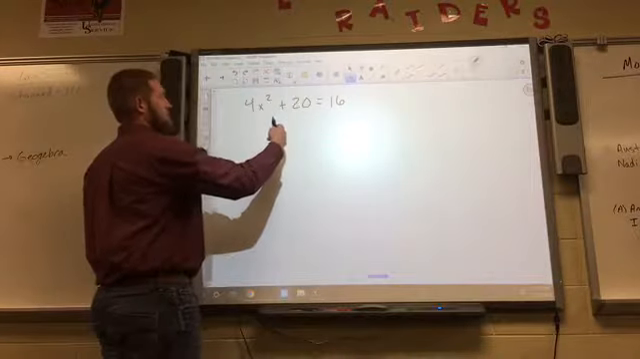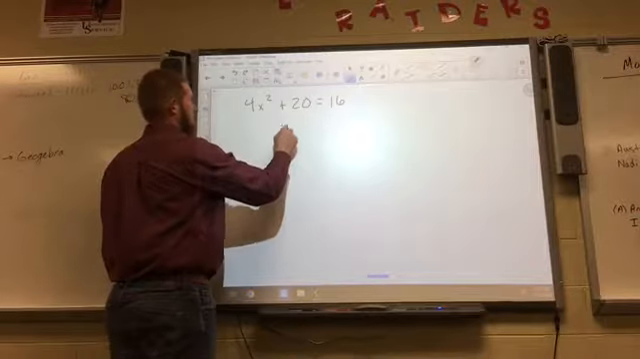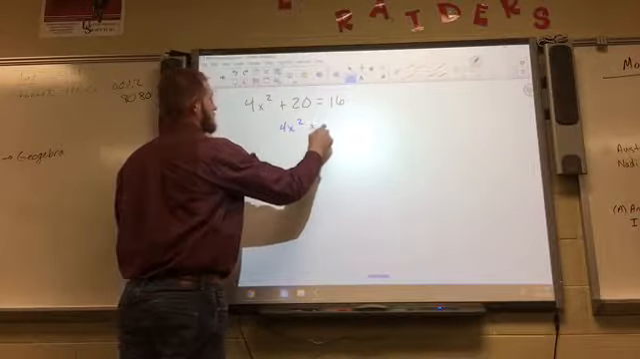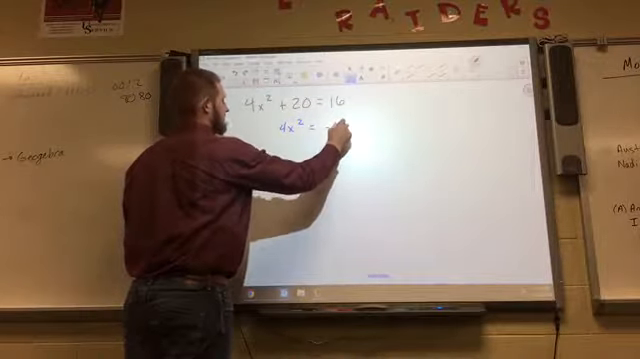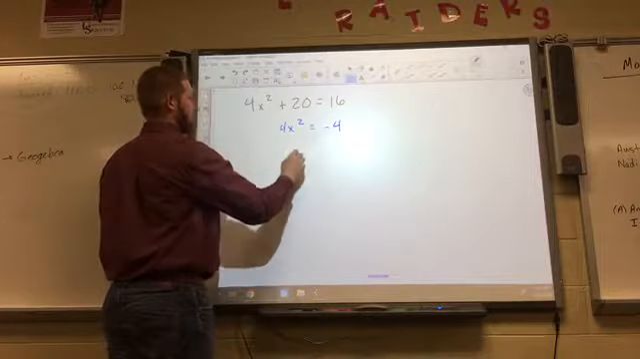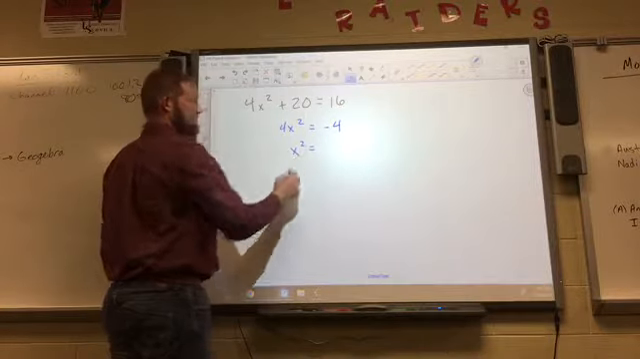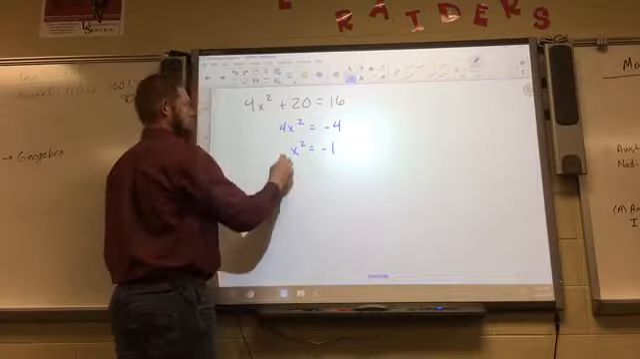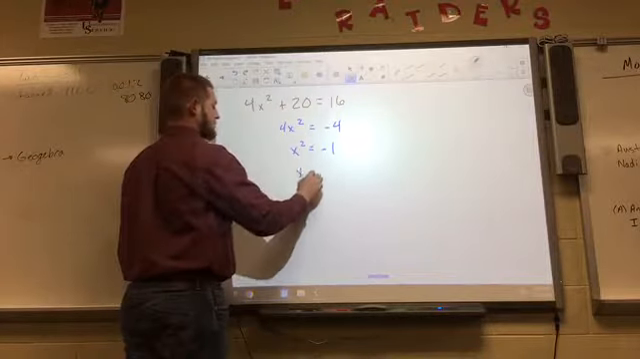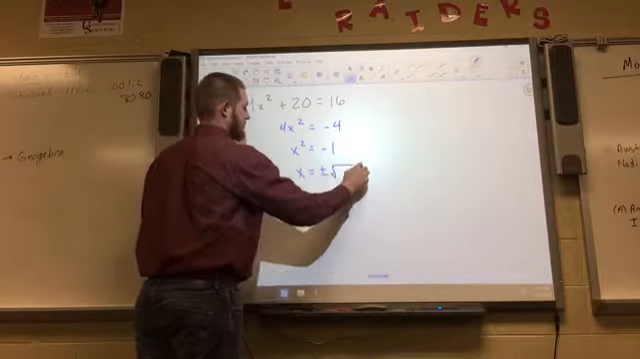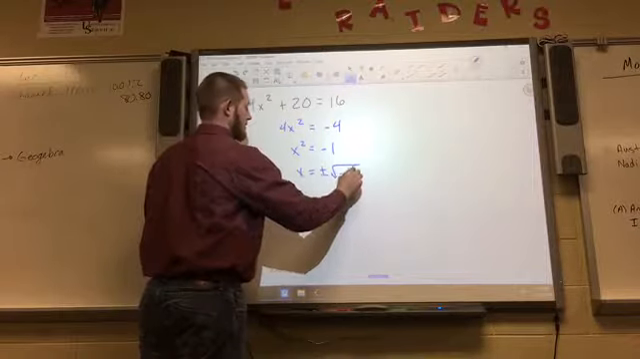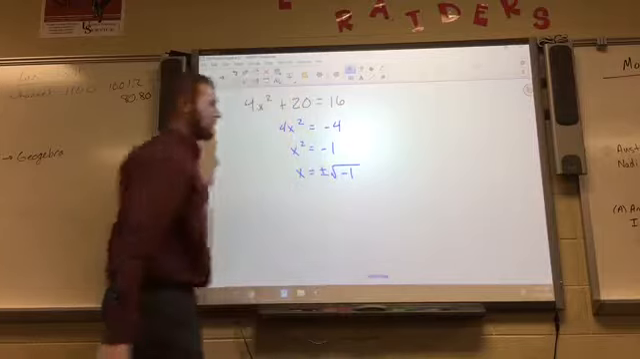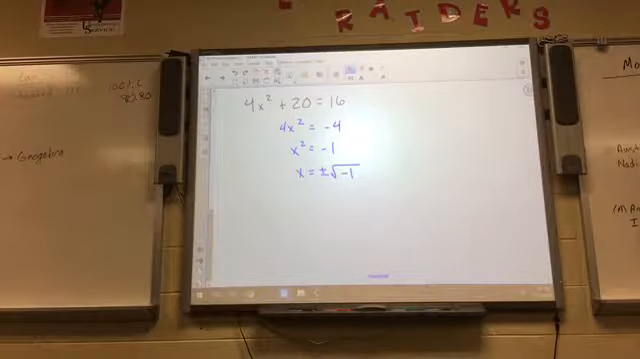Start by doing what? Subtract 20, so I have 4x squared equals negative 4. Divide by 4, x squared equals negative 1. Square root, I have x equals plus or minus the square root of negative 1. As far as you guys are concerned, that's not possible, right?